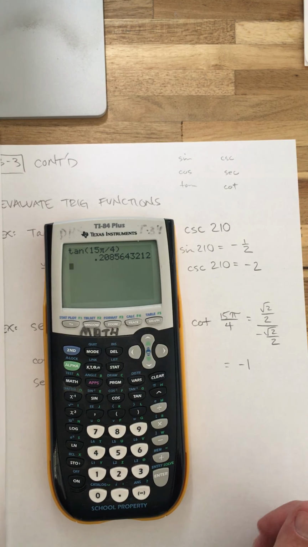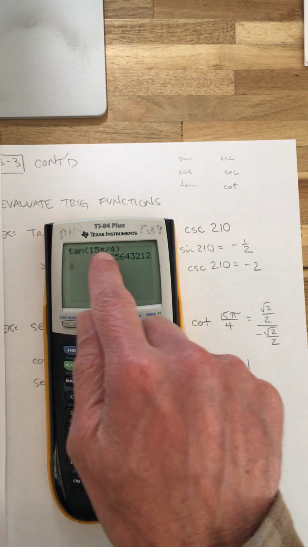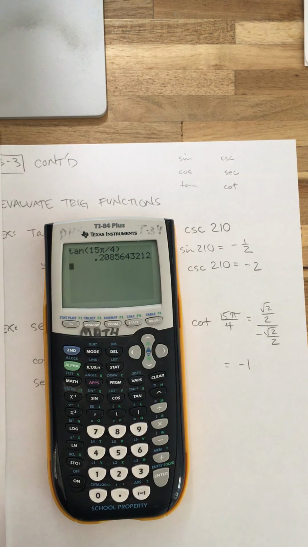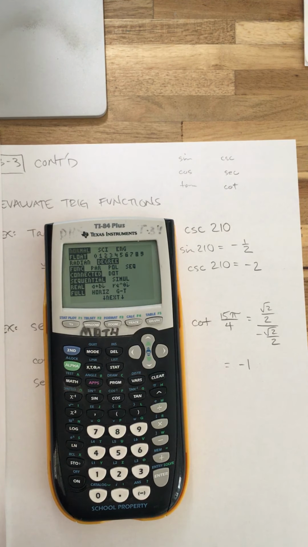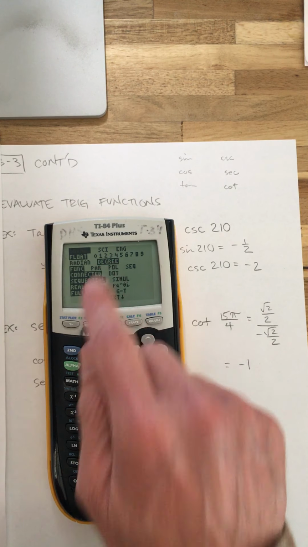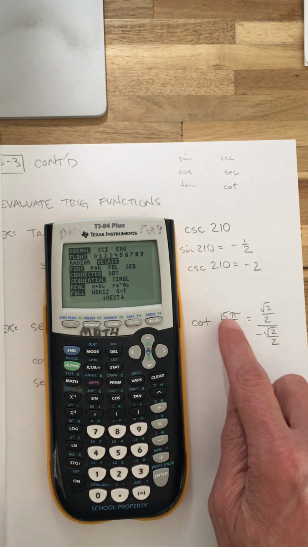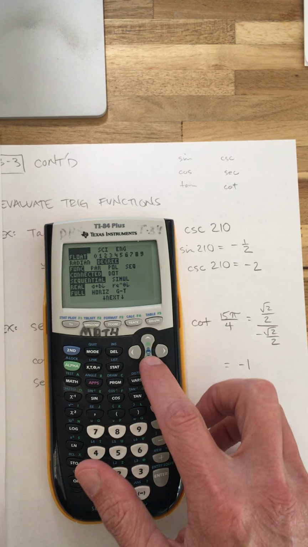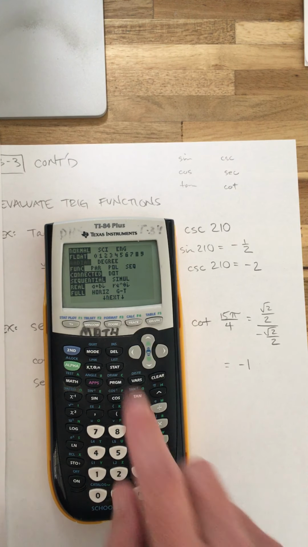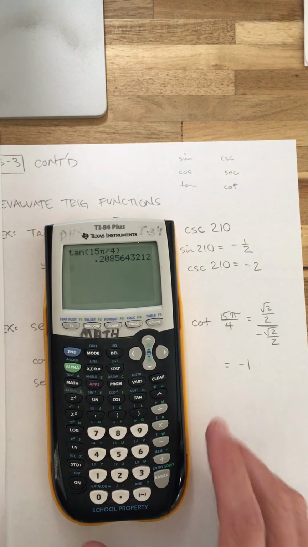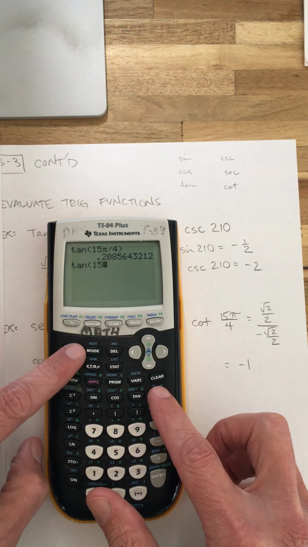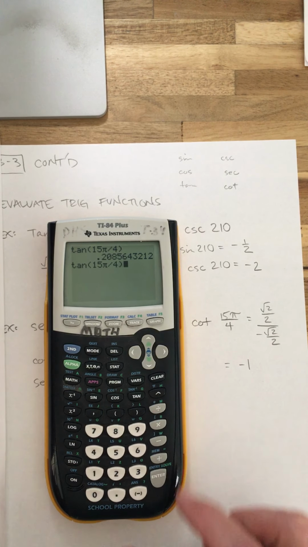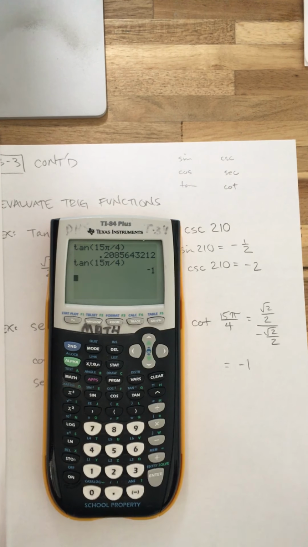So anyway, here's why I didn't get negative 1. I'm taking the tangent of an angle that's written in what? In radians. Okay, let's just check my mode. What mode am I in? I'm in degrees. So if I want to take the tangent or the cotangent of 15 pi over 4, I need to be in radians. Okay, so now I'm in radians, so let me quit that. And now let me do it again. The tangent of 15 pi over 4. Now I should get negative 1. There you go, negative 1, it works.